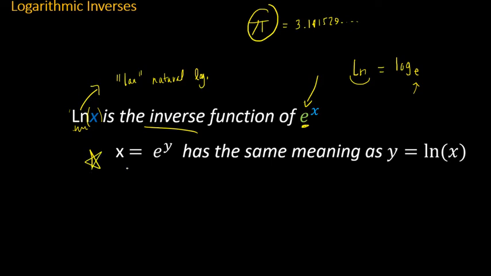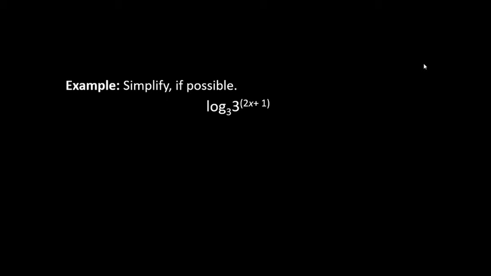From that, and I would write this down, what we're really saying is that x equals e to the y has the same meaning as y equals ln of x. So, why do inverses matter? Well, knowing inverse properties allows us to simplify equations, like you're going to see here.